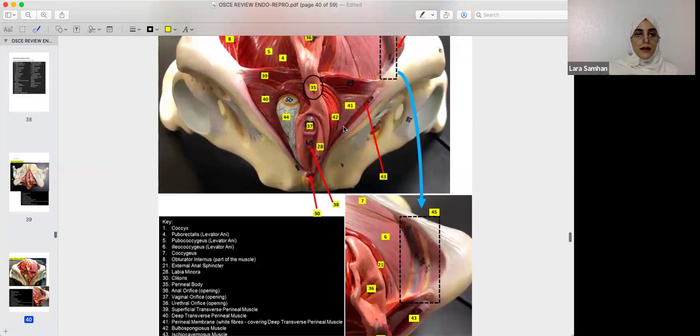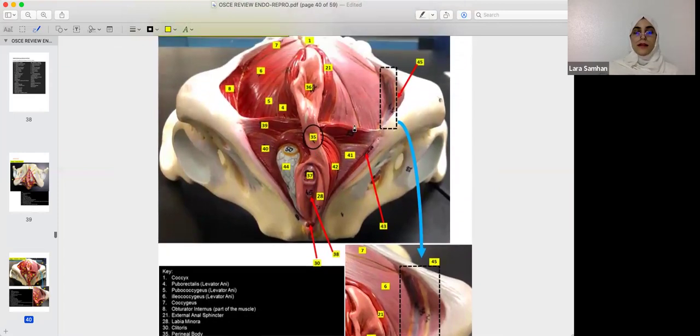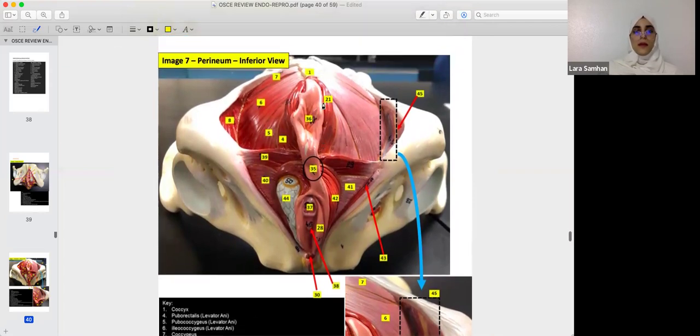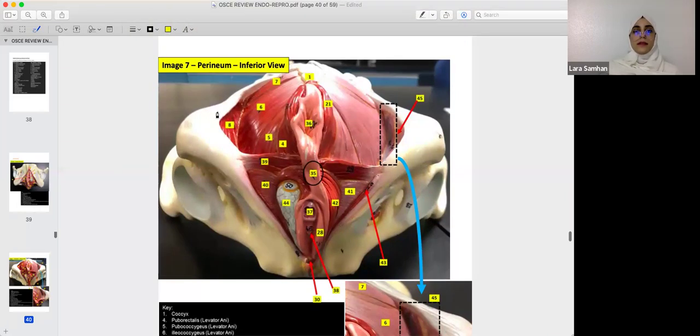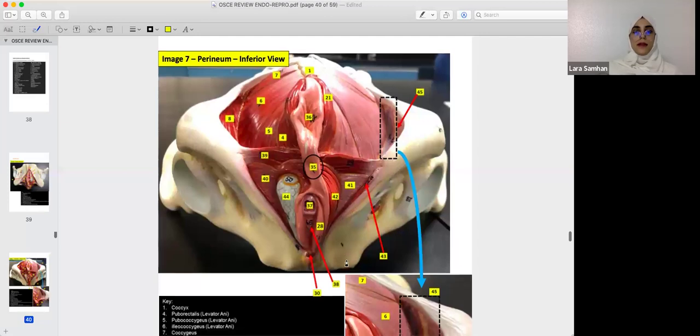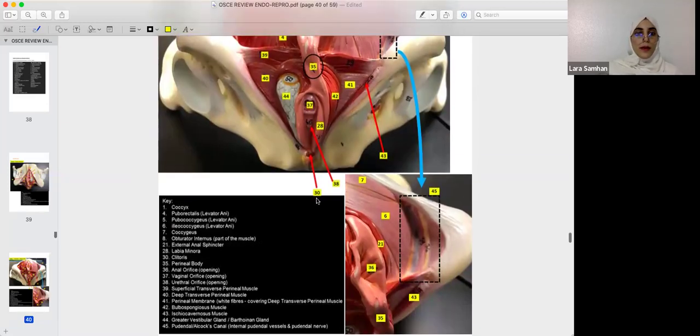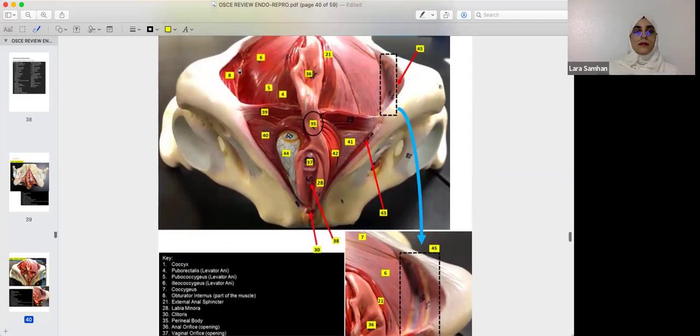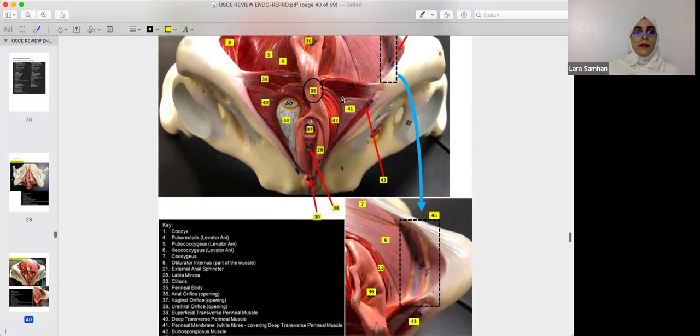One extra thing to add is number 21. It's basically the external anal sphincter. So this is the rectum, and this circle that encircles it is the external anal sphincter. Number 1 is coming from a bone, which is the coccygeal bone. As I said, this is the posterior part, and this is the anterior part. We also have in this picture the obturator internus muscle, another orientation of the obturator internus muscle.